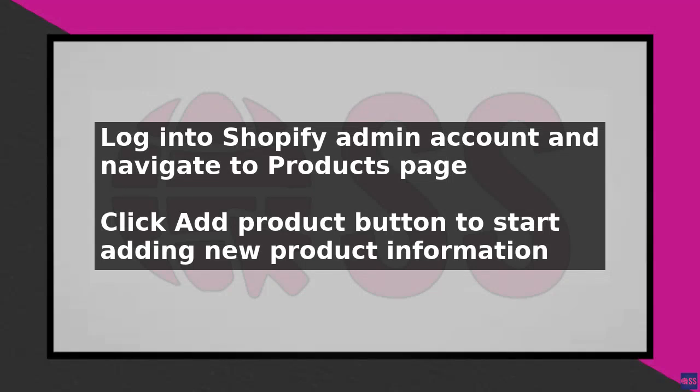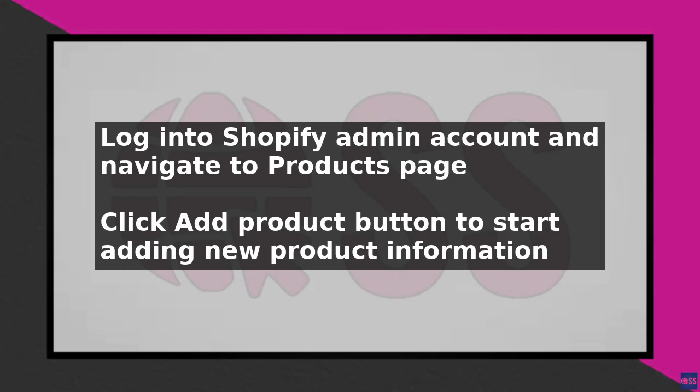To add a product on Shopify, start by logging into your Shopify admin account and navigate to the Products page. This page is where you manage all your products, and you can add new ones by clicking the Add Product button. Next, enter the product title and description in the corresponding fields.